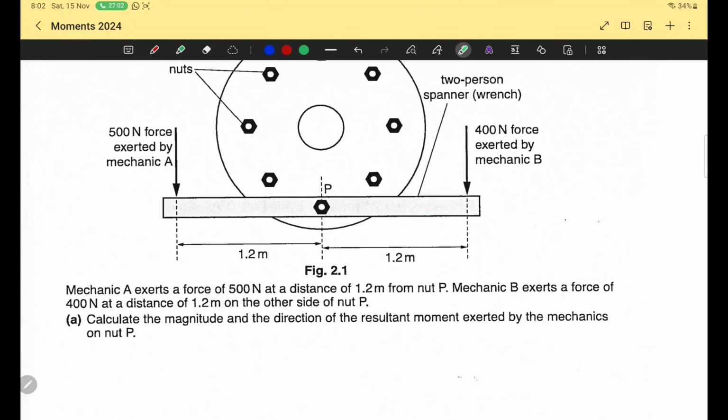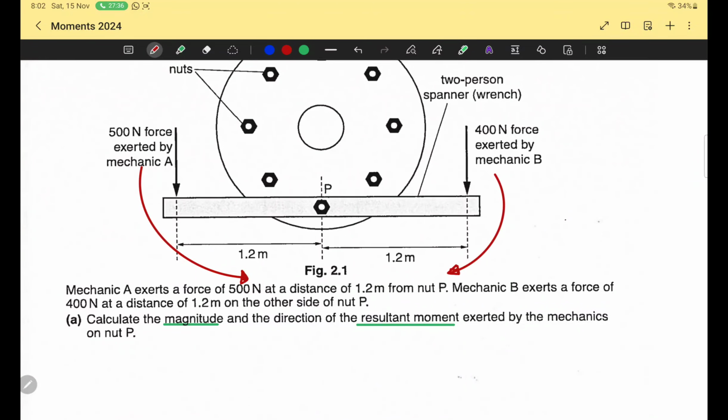In this question, this is a spanner, and this is the pivot, and two forces are acting on this spanner. The force of mechanic B is 400 Newton, the force of mechanic A is 500 Newton, and these forces, these turning effects, are not equal. They are asking, what is the magnitude of the resultant moment?